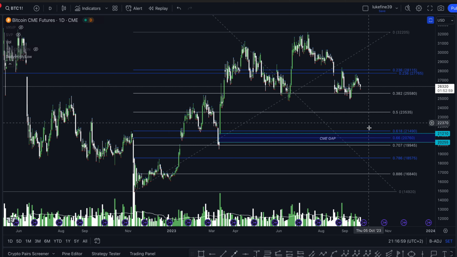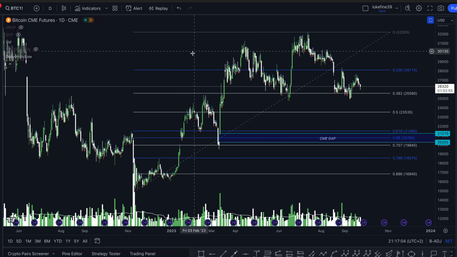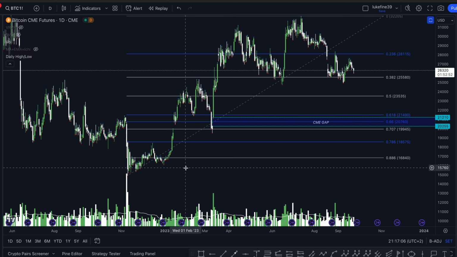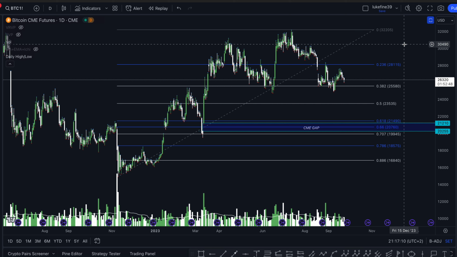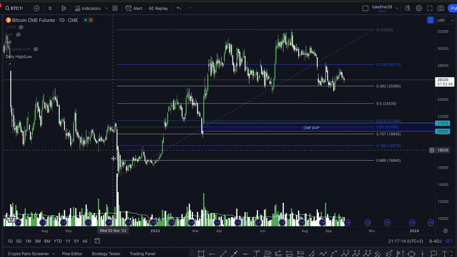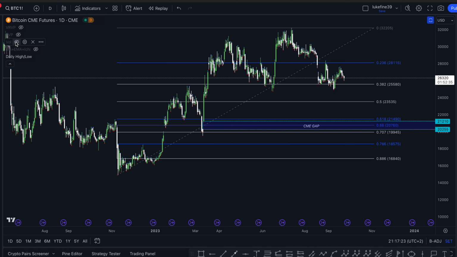So let's go into it. Let's remove these fibs. Okay, so this is the CME chart, the futures one, and I think this is a really relevant chart to monitor now. Why? Because of these gaps and liquidity zones and similar stuff. So let's just remove this volume here.